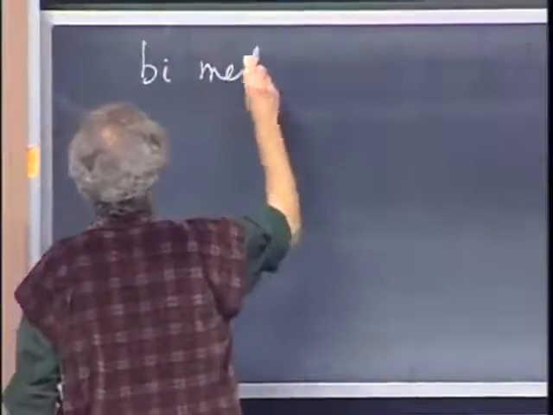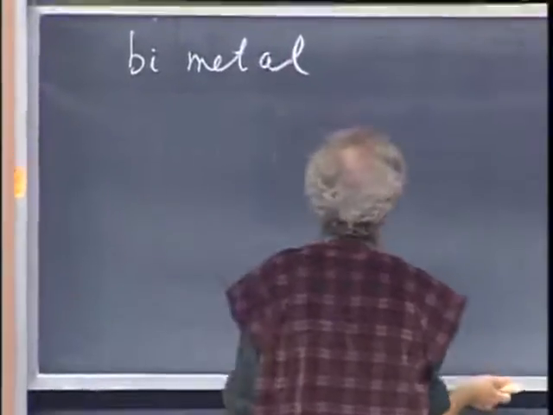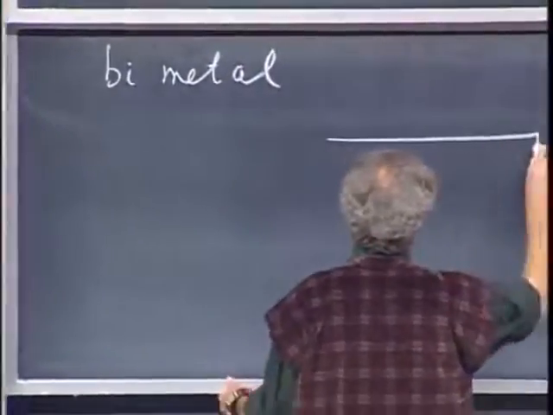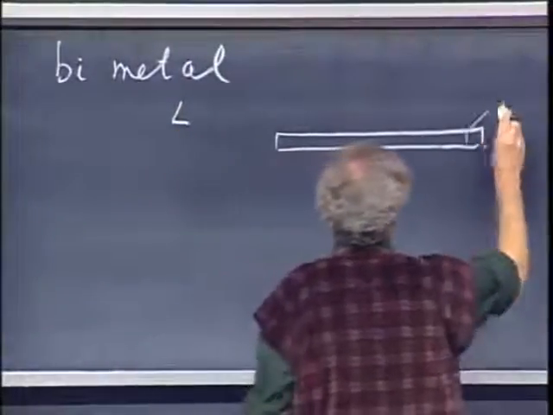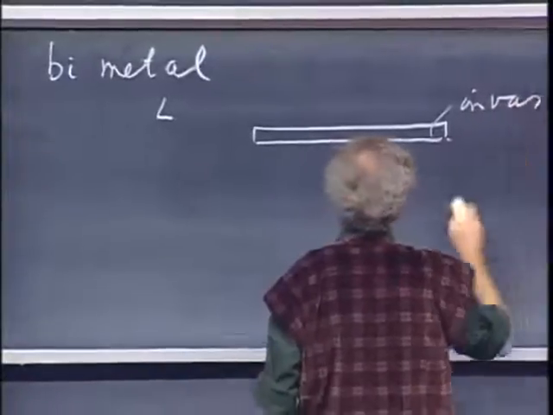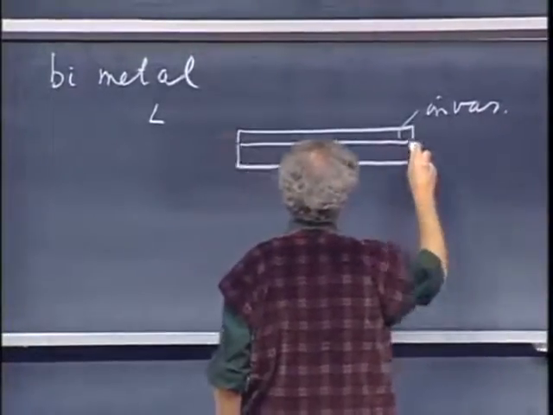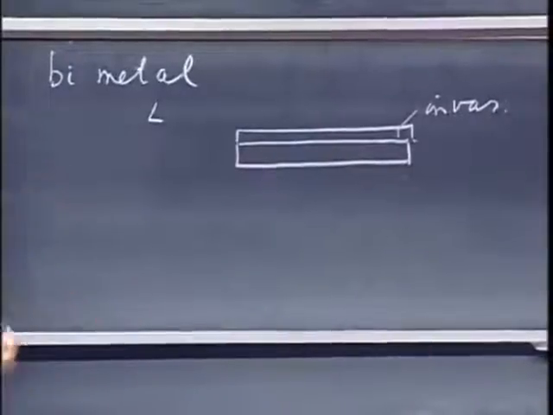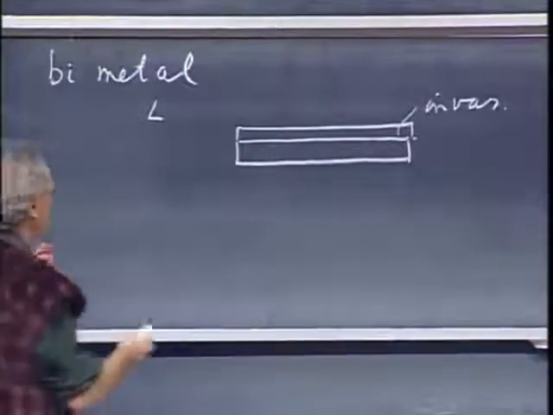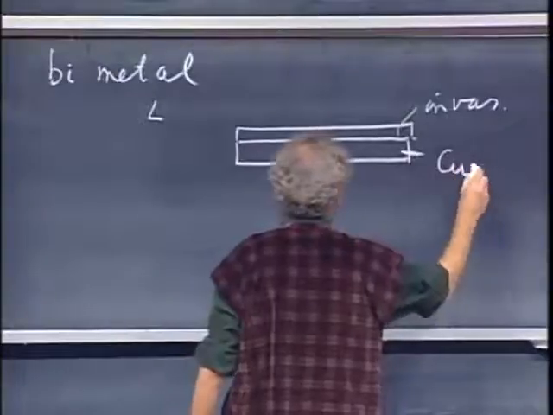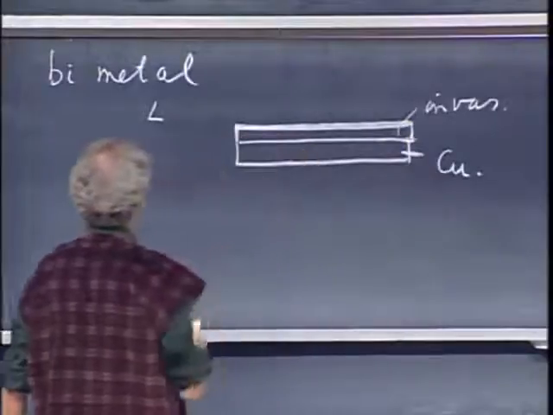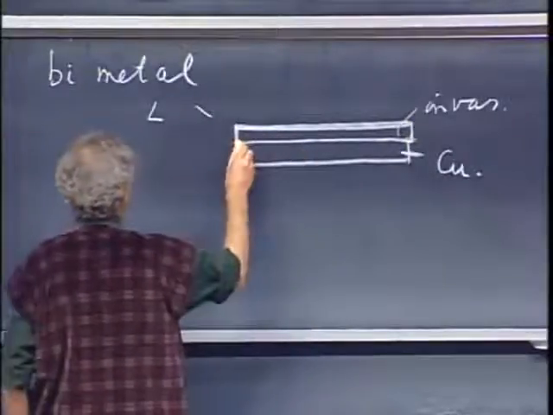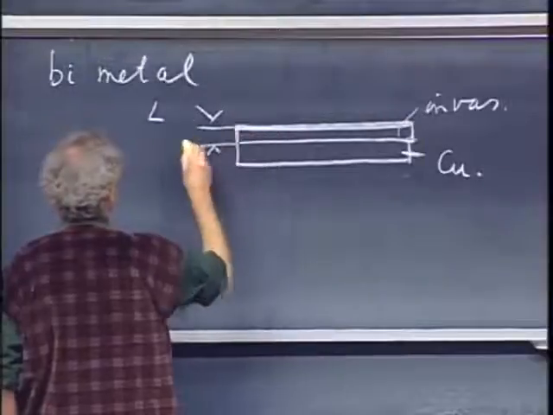They're all around you. A bimetal is the following. Say I have a strip here, length L, of invar. And I have another strip here, which is attached to it, so that they cannot slip relative to each other, and let this be copper. And suppose I make, just as a working example, the thickness of each one of them 2 millimeters.